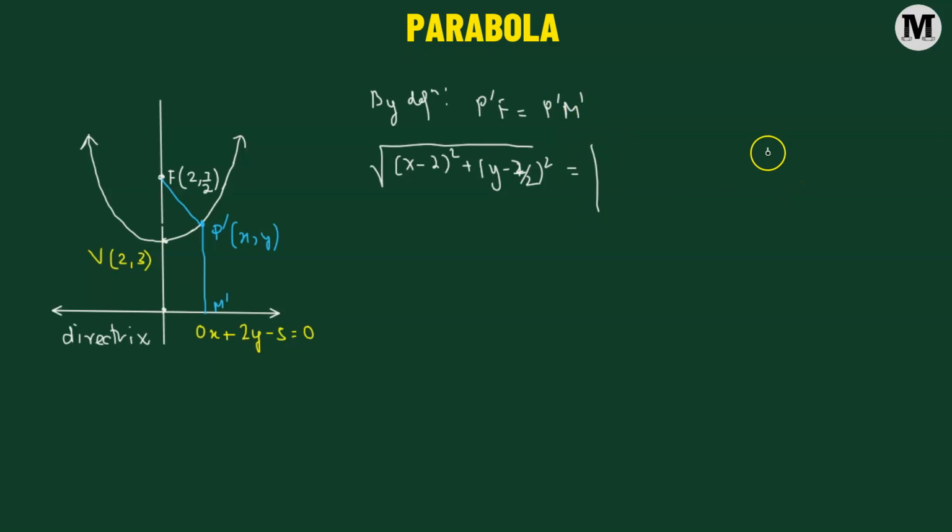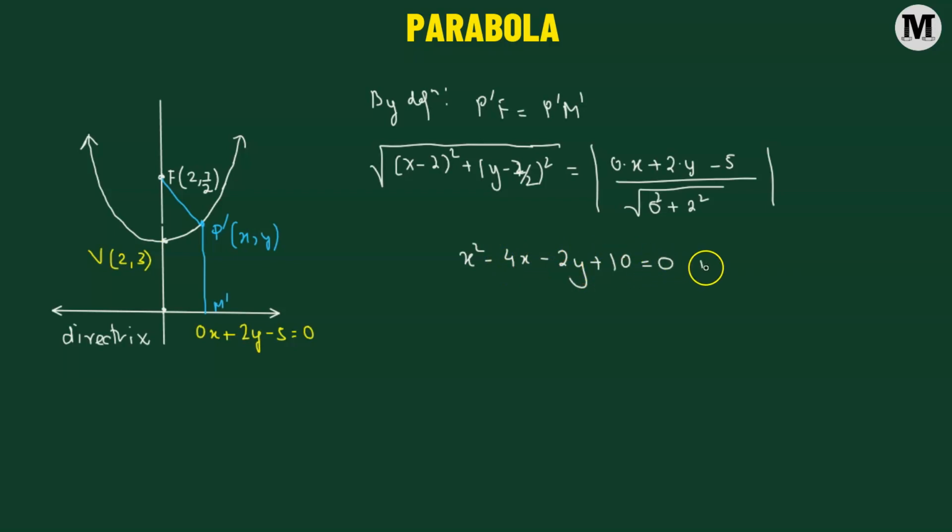So that's going to be the absolute value. So here we'll start with the coefficient of x, that's 0. 0 gets multiplied to the x coordinate of P prime added to the coefficient of y, that's 2. 2 gets multiplied to the y coordinate of P prime. We have the constant term negative 5 divided by the square root of 0 squared plus 2 squared. So here I'm leaving this as an exercise for you to simplify. So the final result will be x squared minus 4x minus 2y plus 10 equals 0. And this is going to be the required equation of the parabola that we needed to obtain.